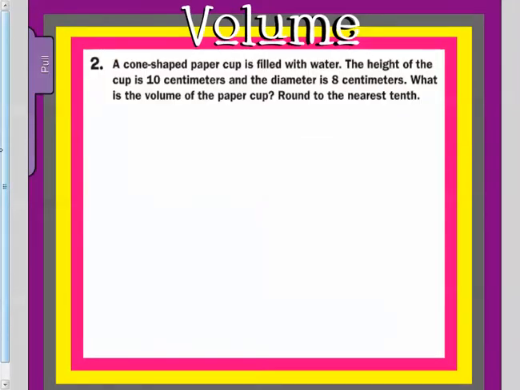A cone-shaped paper cup is filled with water. The height of the cup is 10 centimeters and the diameter is 8 centimeters. What is the volume of the paper cup? Round to the nearest tenth. Go ahead and try this one, and I'll be back in just a second to show you the answer.